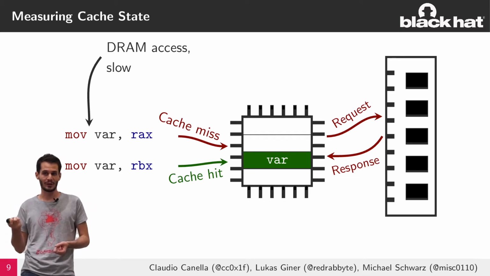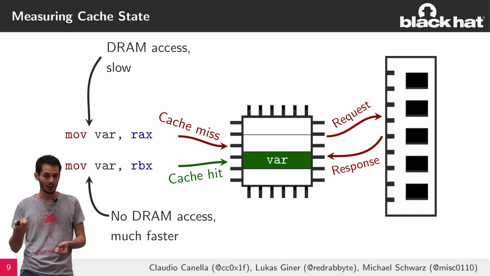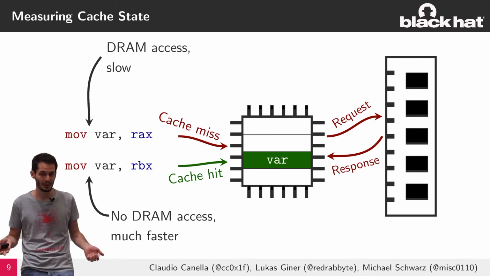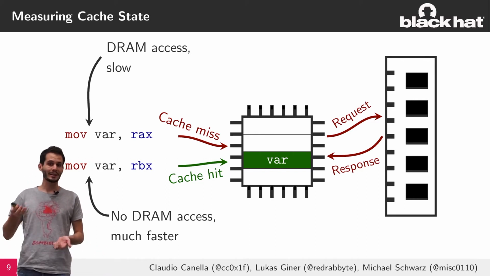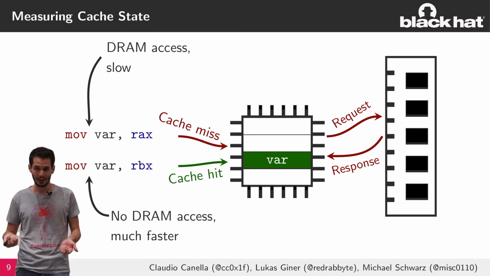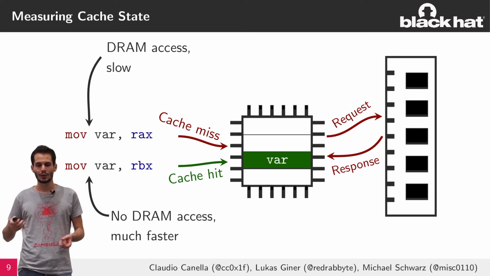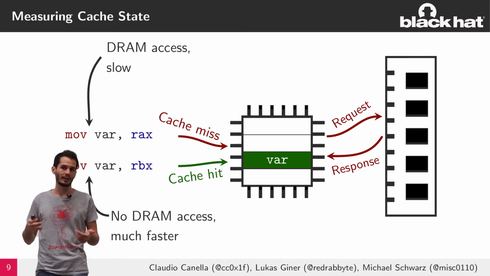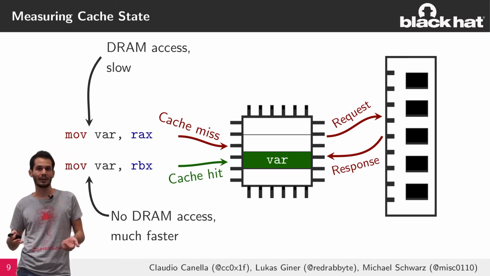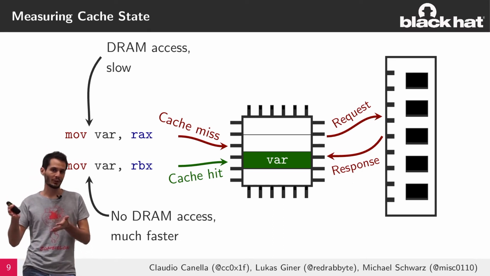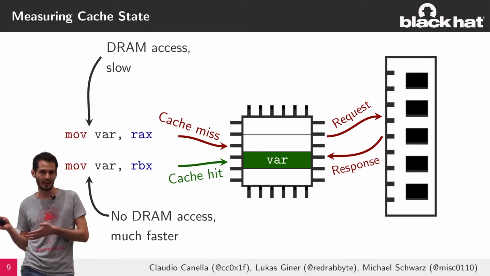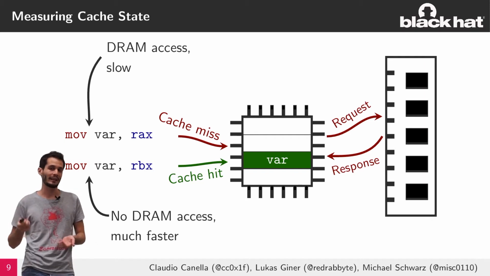So the DRAM access is very slow. The cached access, no surprise here, is much faster. And this difference is very clear, and we can determine this with high reliability. So in the future of this talk, when we talk about transient instructions and their effects, this is how we generally see them architecturally, how we make use of them. We encode them in the cache.